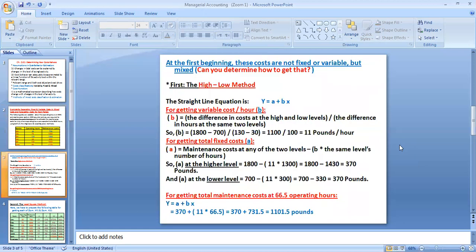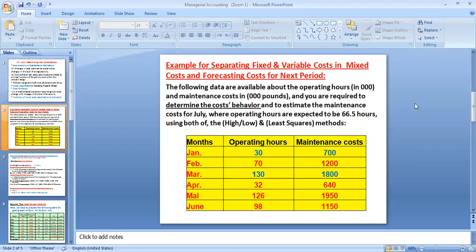Now, using the high-low method, I have to get B and A because the straight line equation says Y equals A plus BX. Y is the total cost. X is the number of hours. Y is the dependent variable. X is the independent variable. What about A and B? A is the total fixed cost. B is the variable cost per hour. So I have to determine A and B.